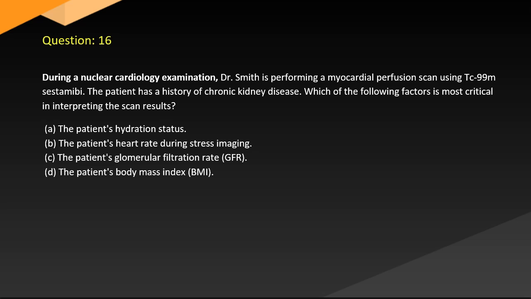Question 16. During a nuclear cardiology examination, Dr. Smith is performing a myocardial perfusion scan using Tc-99m sestamibi. The patient has a history of chronic kidney disease. Which of the following factors is most critical in interpreting the scan results? A. The patient's hydration status. B. The patient's heart rate during stress imaging. C. The patient's glomerular filtration rate, GFR. D. The patient's body mass index, BMI.